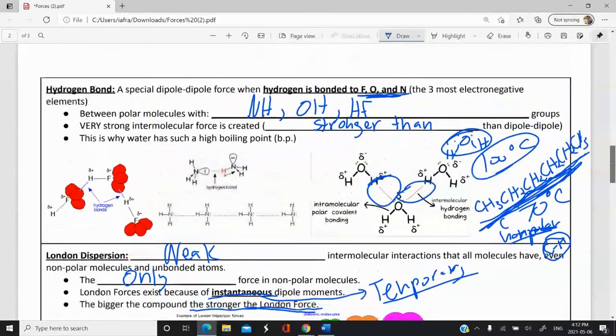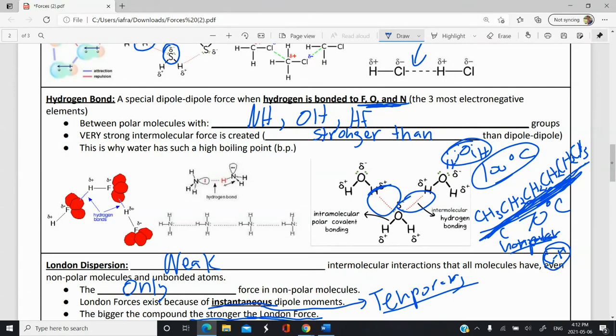So if we look at this molecule here, it's a very big molecule, so it's going to have a fairly high boiling point. It's not super high, but it's 70 degrees Celsius. To get to that, you need to be at 70 degrees Celsius to evaporate this. But water is much smaller, but still has a higher boiling point. So why is that? Well, this has way more LDF.